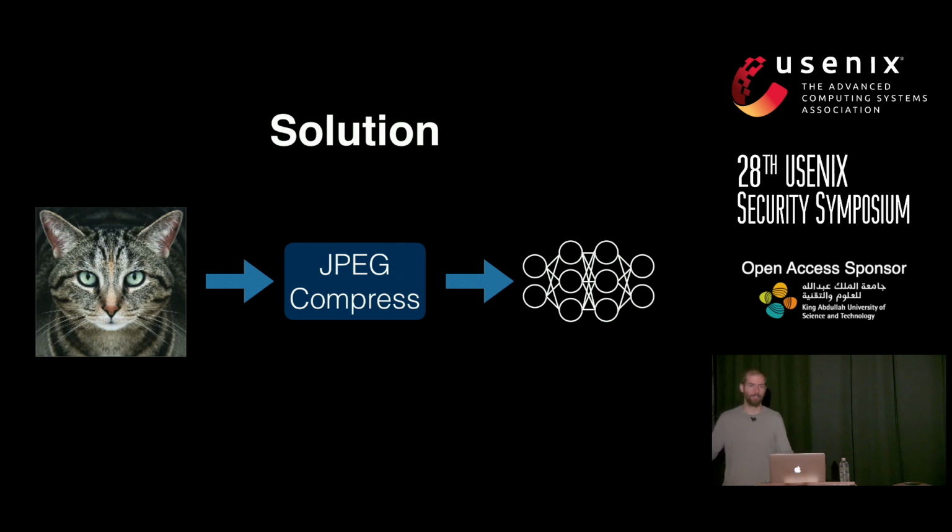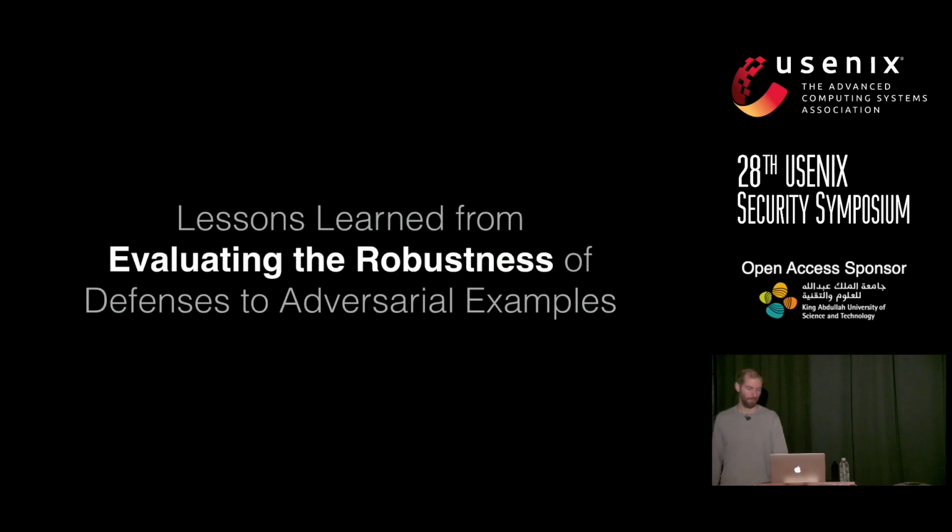You could also imagine doing other things like JPEG compression, or you could try adding noise, and I'll get to some of these a little bit later. Okay, so those are defenses to adversarial examples and how they work. Now let me tell you what it means to evaluate the robustness and how it is we go about doing this.